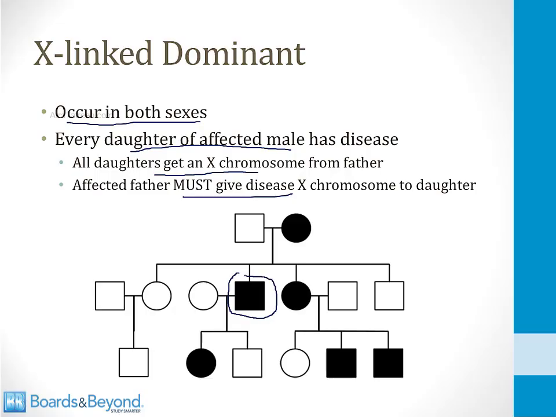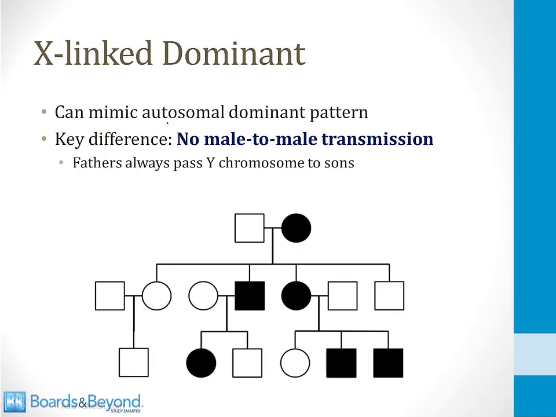He must have one diseased X chromosome and one normal Y chromosome. For him to have a female offspring, he must pass his X chromosome, which is diseased, onto his daughter, and therefore she will definitely develop disease. The pedigree of an X-linked dominant disorder can mimic an autosomal dominant pattern. However, a key difference is one that I mentioned earlier. In autosomal dominant disorders, there can be male-to-male transmission. In X-linked dominant disorders, there is no male-to-male transmission.